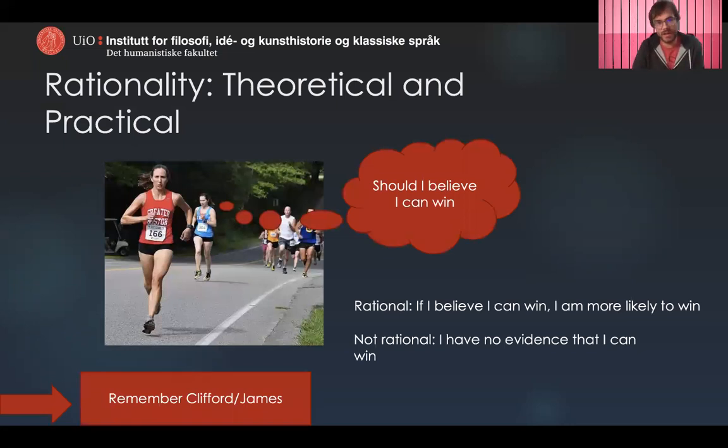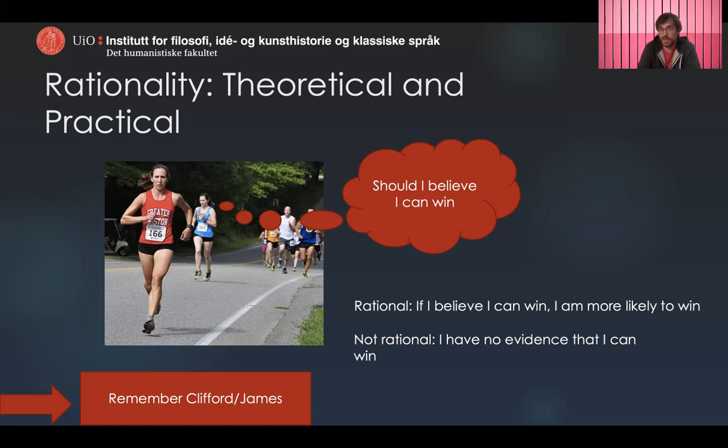Now, when it talks about rationality here, it's important to remember, and we've already been into this a little bit, the difference between theoretical and practical rationality. Okay. So I like this example to illustrate that. Suppose you're running in a race, suppose you're this woman, not the woman in red, but the woman in blue. And you ask yourself, should I believe that I can still win the race? I'm illustrating the difference between theoretical and practical rationality. This belief might be rational in one way and not in a different way.